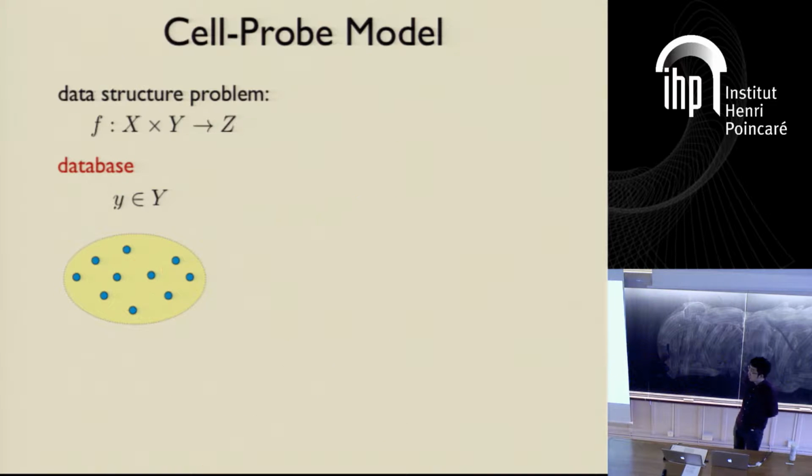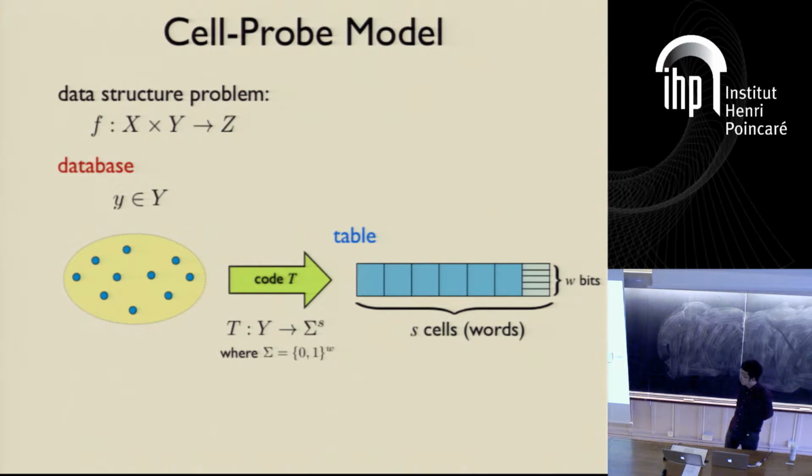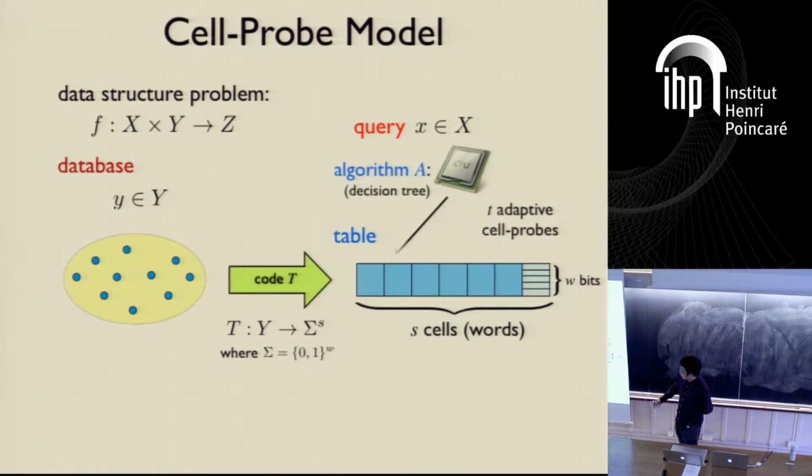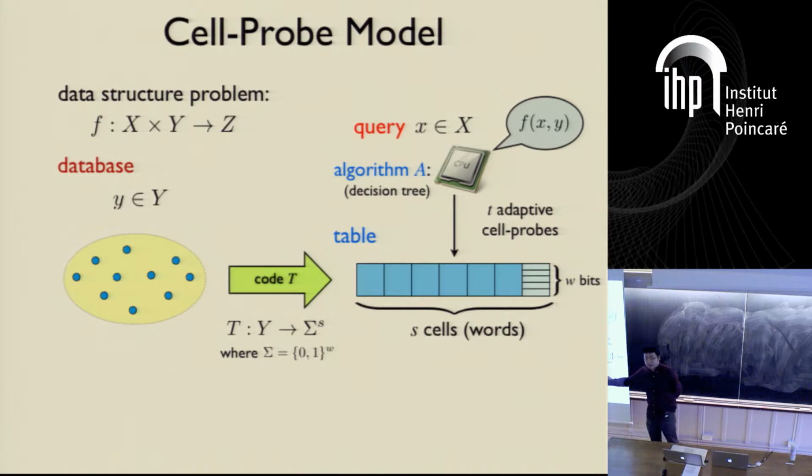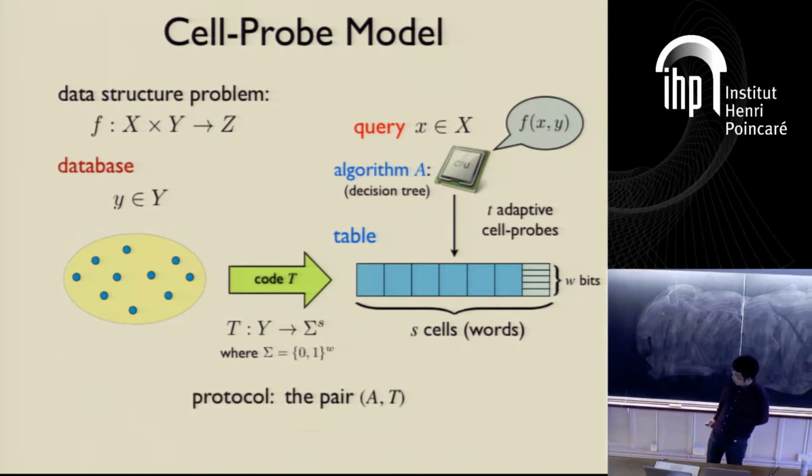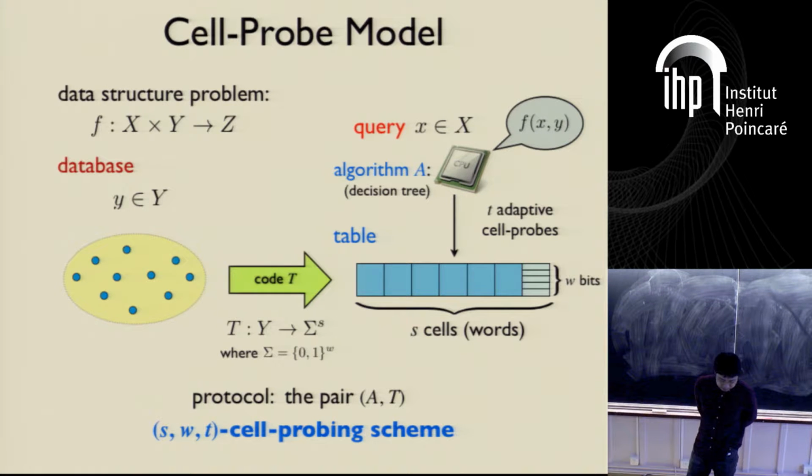So this intractability is formally measured in the cell probe model. This model we have learned several times, so I won't repeat it. Just recall that S stands for the number of cells in a table, and w the number of bits in a cell. And every query is answered by t cell probes. Okay, so together it's called a cell probing scheme with these three parameters.